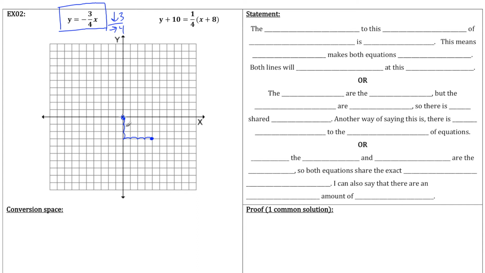And let's go this way. 1, 2, 3, 1, 2, 3, 4. 1, 2, 3, 1, 2, 3, 4. And 1, 2, 3, 1, 2, 3, 4. Okay, this is going to be harder. I have a hard time going this direction. 1, 2, 3. Be around here.